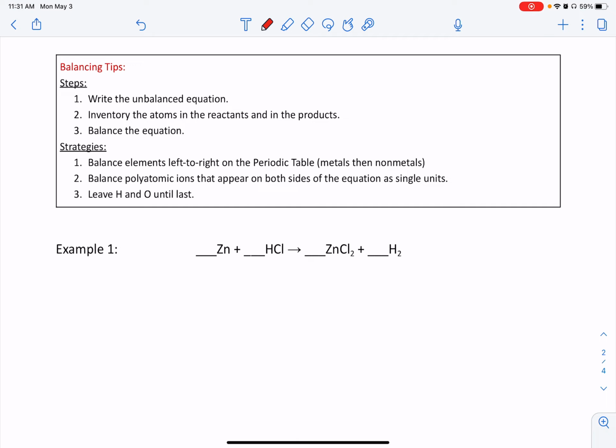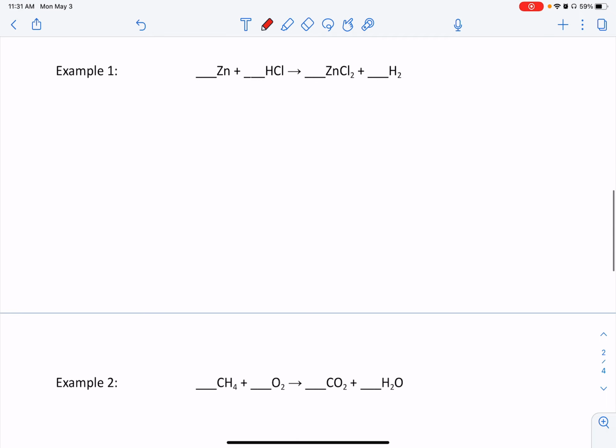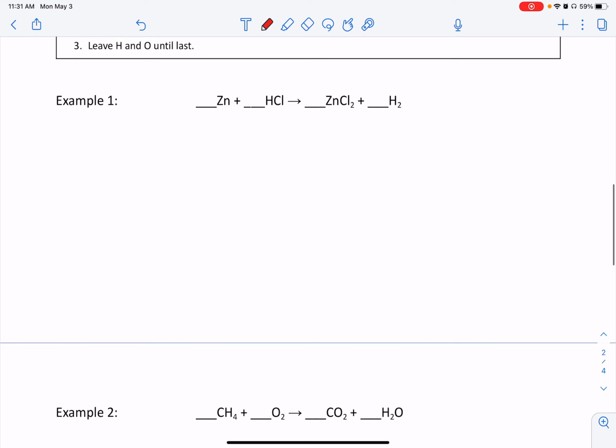Okay? And then also leaving hydrogen and oxygen to last. So let's look at this one here. What I'm going to do is make this inventory. An inventory is just a list of how many of each element I have. The elements I have are zinc, hydrogen, and chlorine. And now I'm going to count how many of each I have on both sides.